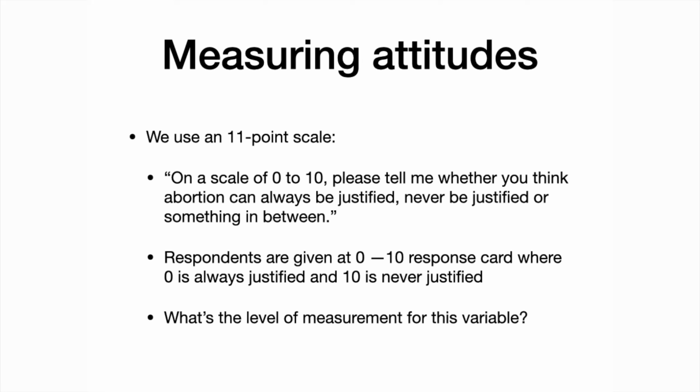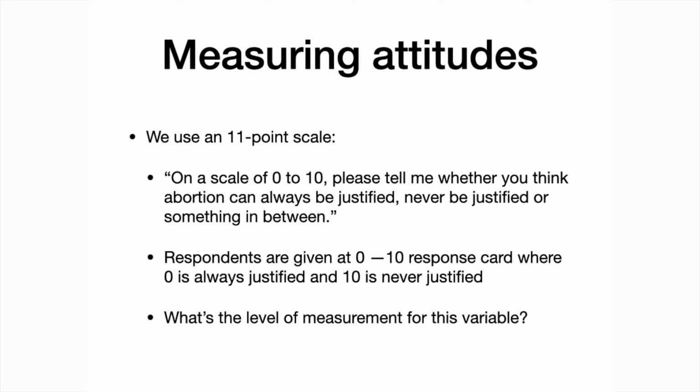Our sample in this example is 100 imaginary Canadians. And so the way that we're going to measure these attitudes is we're going to use one of those 0 to 10 scales. So this would be our dependent variable on a 0 to 10 scale. We could ask people, on a scale of 0 to 10, please tell me whether or not you think abortion can always be justified, never be justified, or something in between.